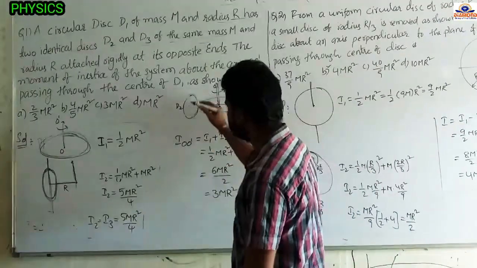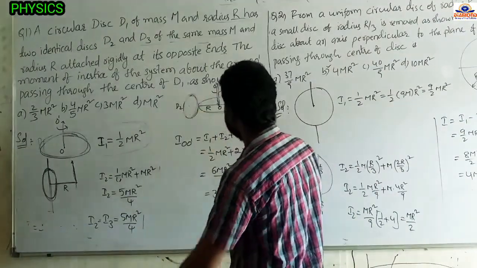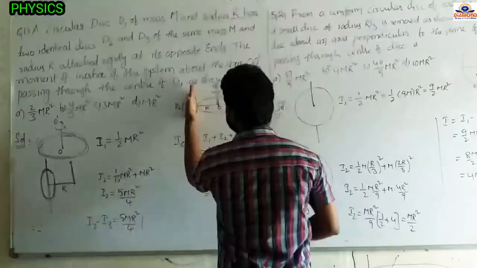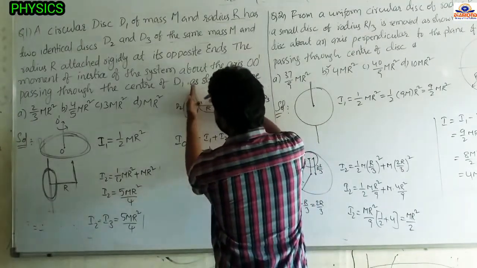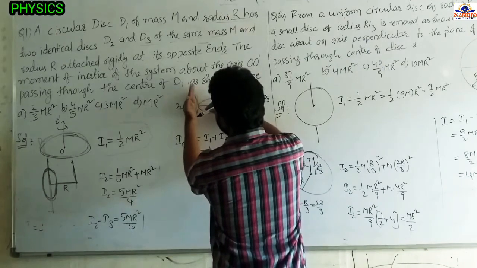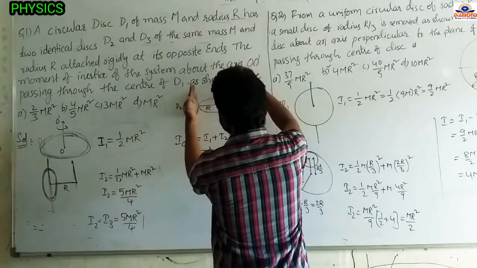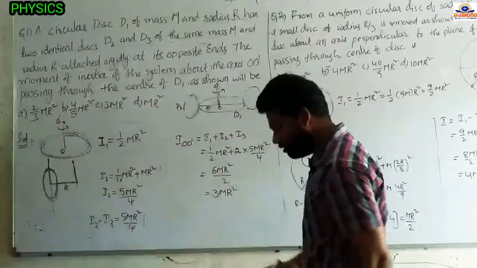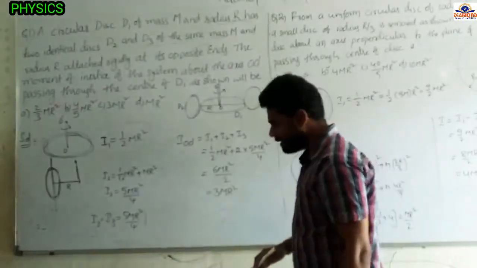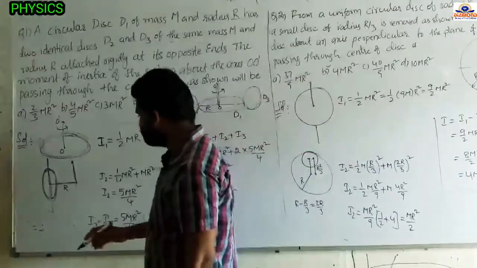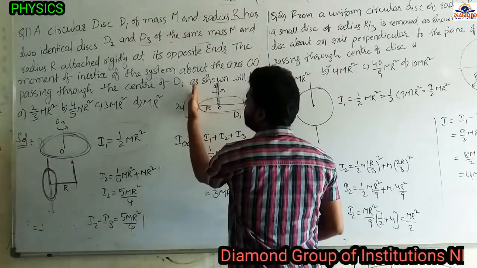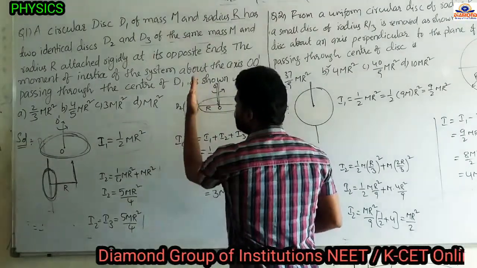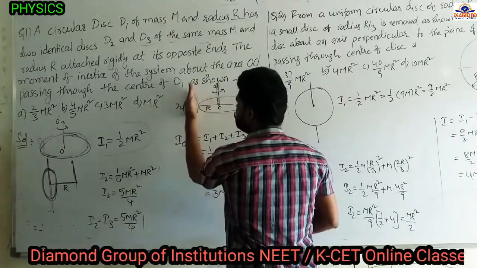And next, for disc D2 we have to find the moment of inertia. Suppose the disc is here like this. To find the moment of inertia of this disc, we have to draw one line parallel to this axis and use the parallel axis theorem. According to that, the moment of inertia of this disc with respect to the axis.